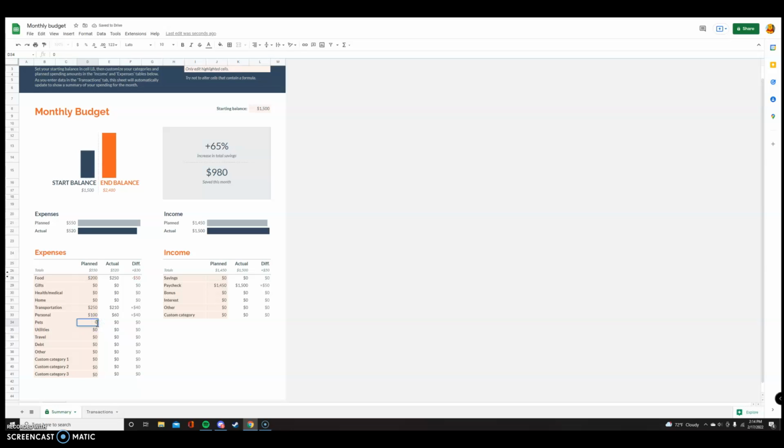Pets, I have my dog, so I have to buy dog food, toys, and all that. So I'll say like, let's go 120. Probably only spend like $80.